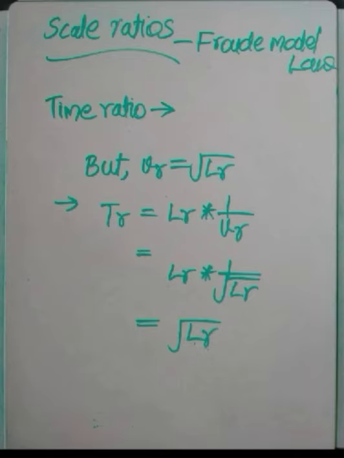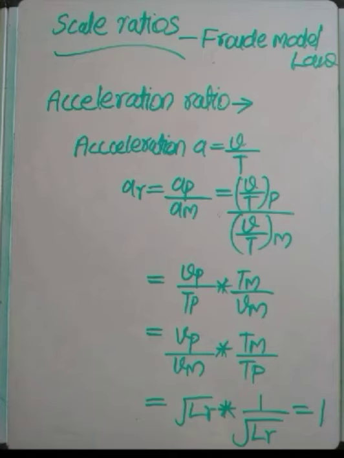Now moving on to the scale ratio for acceleration. Acceleration can be written as velocity divided by time. So the scale ratio for acceleration should be equal to acceleration of the prototype divided by acceleration of the model. That means velocity by time of the prototype divided by velocity by time of the model. And it can be written as velocity of prototype divided by time of the prototype into time of the model divided by velocity of the model. And on substituting the scale ratios, we will get square root of Lr divided by square root of Lr, that means 1. So the scale ratio for acceleration is always 1.